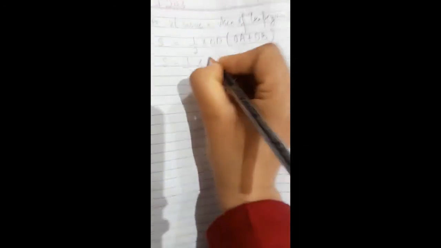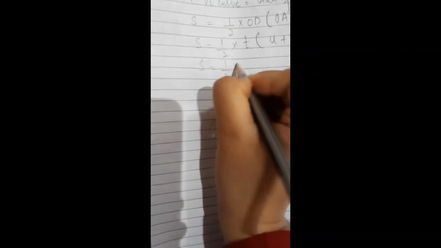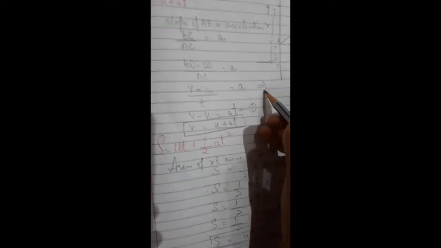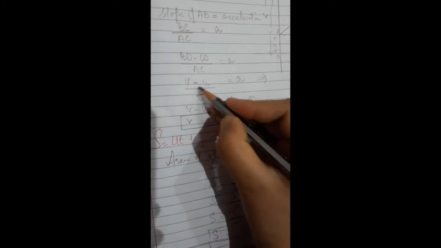Now what's OD? That is time. And OA is our U, and DB is V, final velocity. So U plus V. Now S is 1/2. Now instead of T, we can write V minus U divided by A. From the first equation, you need to derive the value of T. So you will get T is equivalent to V minus U divided by A.